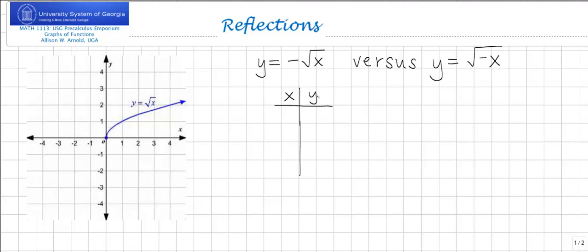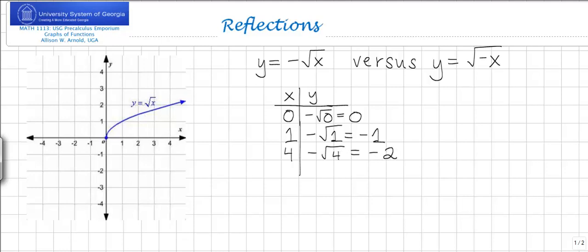So if I were to plot x equals 0, I would actually get negative root 0, but that's still 0. So 0, 0 still stays anchored to the x-axis. If I let x equal 1, I get negative square root of 1, or negative 1. And if I let x equal 4, I get negative square root of 4, which equals negative 2. Now I will graph this guy in red.